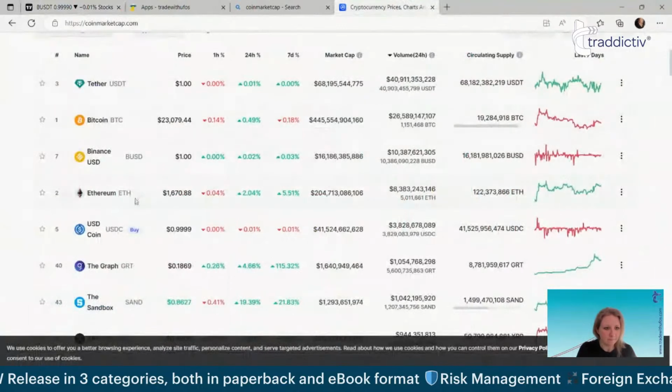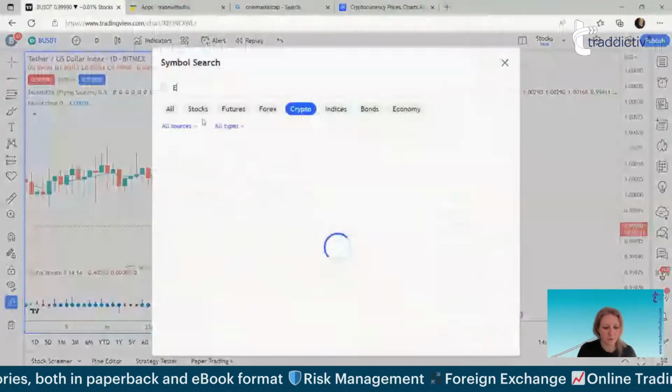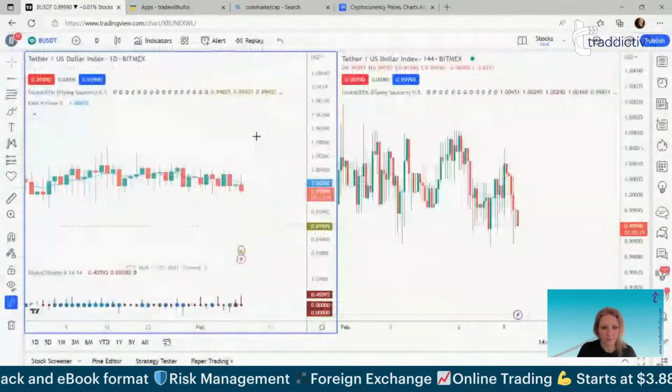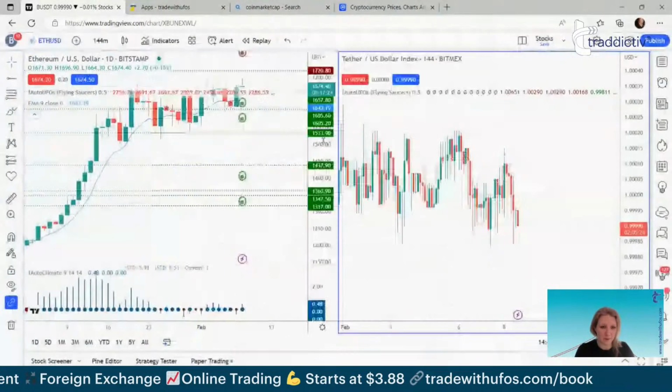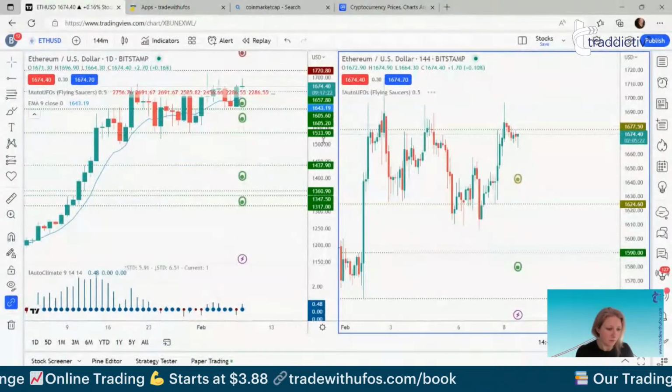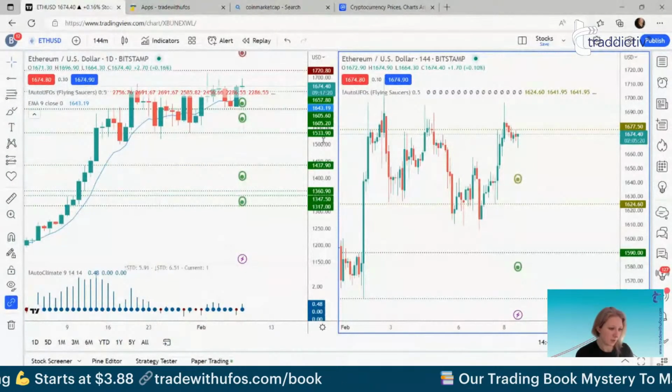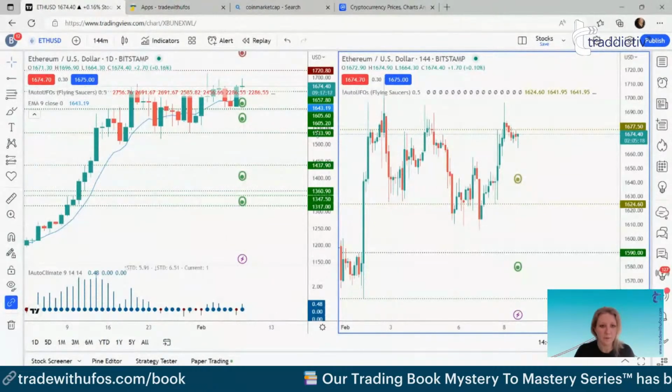So look at the next one, Ethereum. So Ethereum US dollar. Ethereum US dollar, this one looks a little bit better. Let's have a look. Okay, again, just checking if there's any questions. You guys let me know.